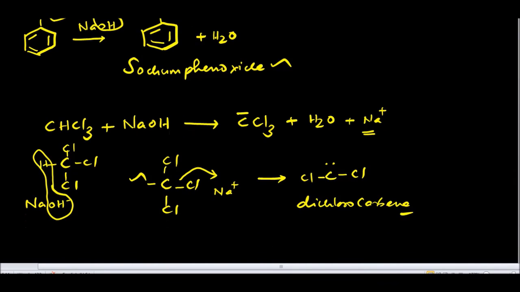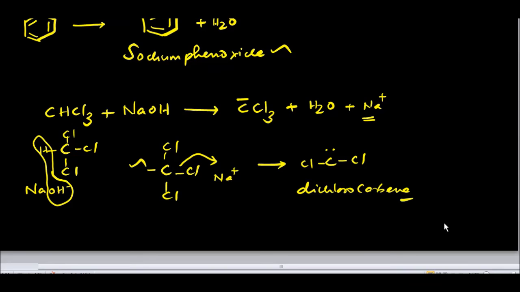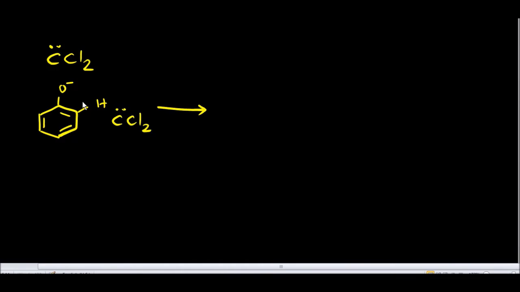How can this be substituted in the phenol? That is given as follows. The dichlorocarbene intermediate obtained above is going to react with the sodium phenoxide as follows. The phenol, now it is in the form of phenoxide. Conveniently, in the ortho position, one of the hydrogens is taken outside. CCl2, dichlorocarbene, is going to behave like an electrophile. The reaction proceeds as follows.